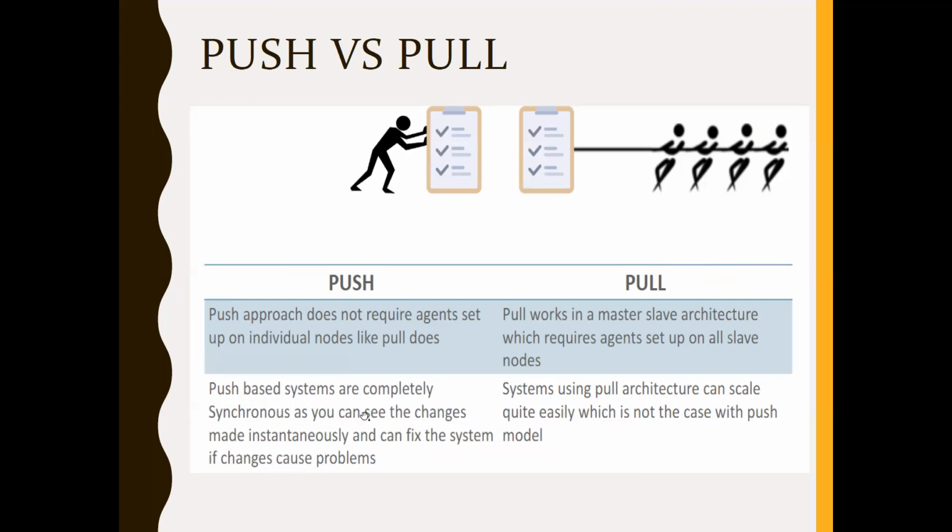Push-based systems are completely synchronous, as you can see the changes made instantaneously and can fix the system if changes cause problems. Another thing is, in a push-based system, whenever you write the Ansible code and run it, configurations will be applied on the targets. Whereas in pull, targets have to pull the configurations, right? They will pull at regular intervals. If you talk about Puppet, the default regular interval is 30 minutes.